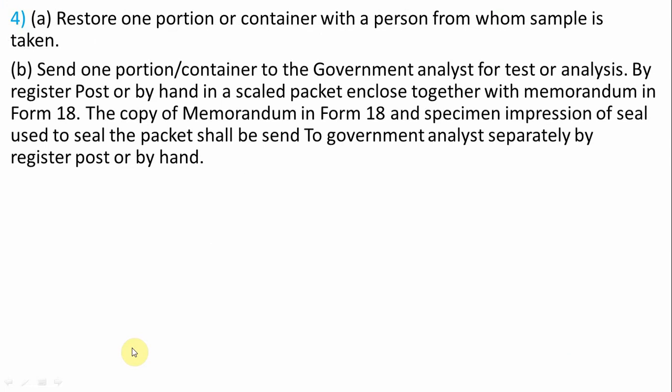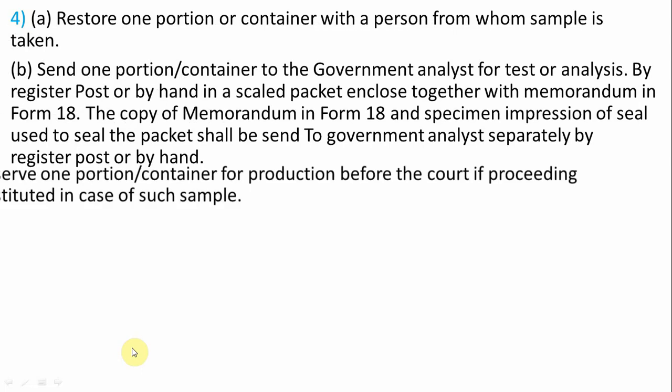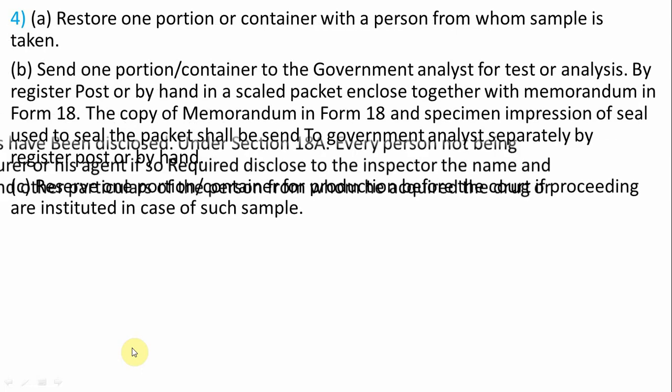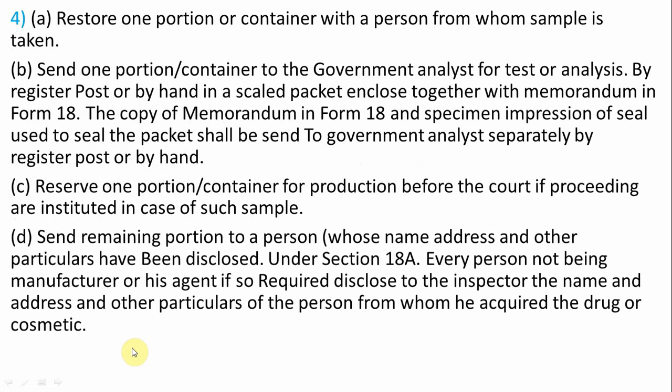Then send one portion to the government analyst for test or analysis by registered post or by hand in a sealed packet. Then reserve one portion for production before the court if proceedings are instituted in case of such sample. Then send the remaining portion to the person whose name, address and other particulars have been disclosed under Section 18A, every person not being the manufacturer or his agent, if so required.